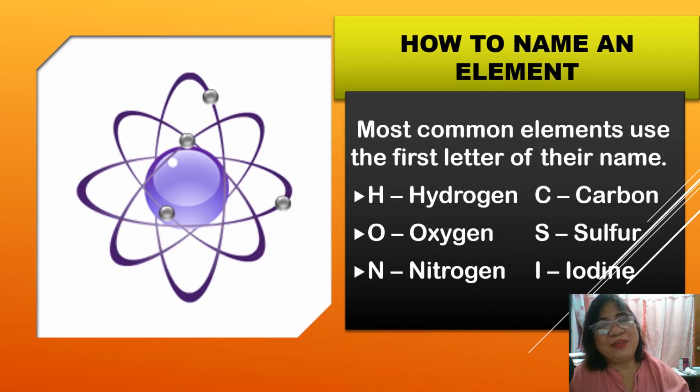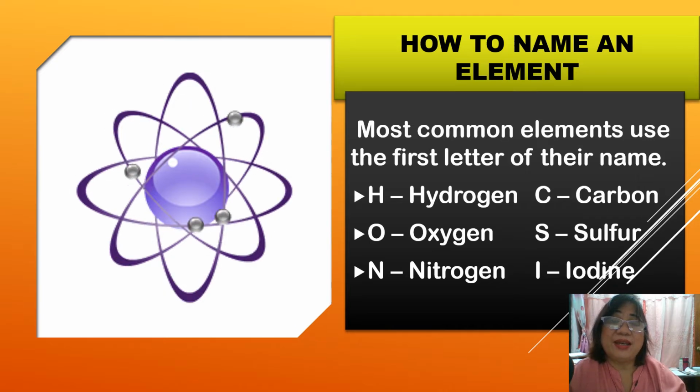So, how are elements named? Most common elements use the first letter of their name: H, hydrogen; O, oxygen; N, nitrogen; C, carbon; S, sulfur; I, iodine.